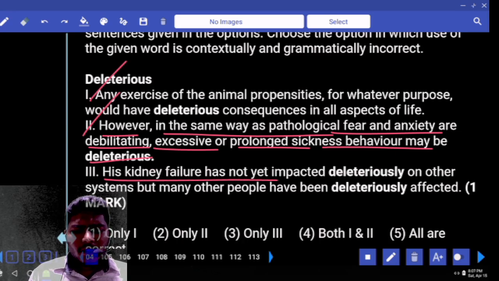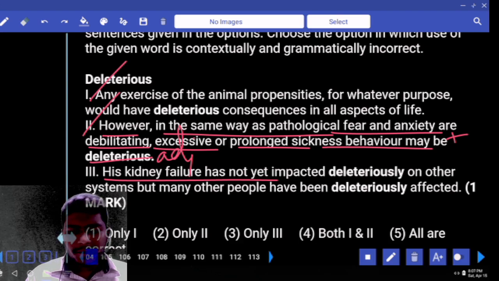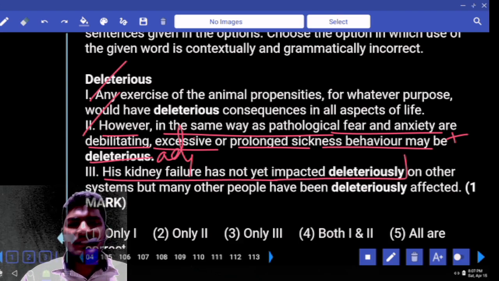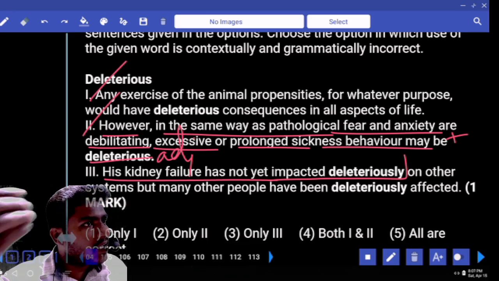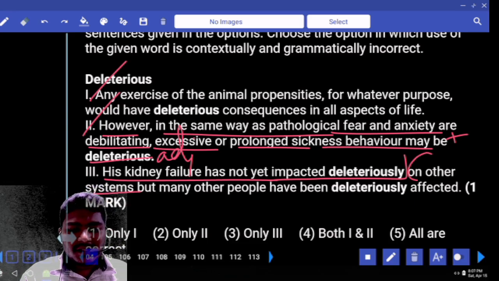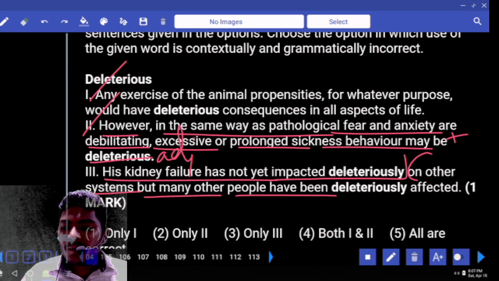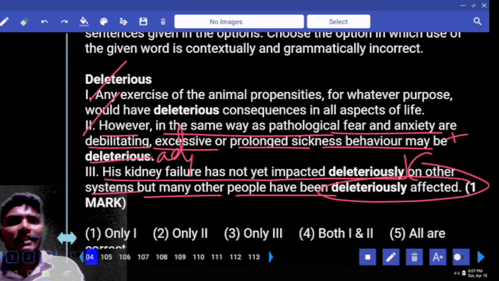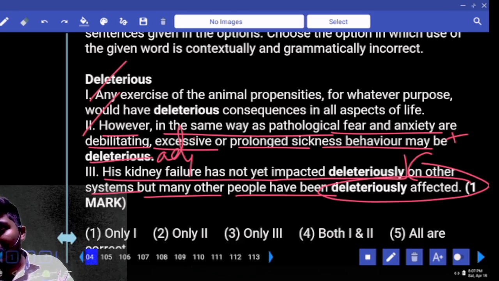His kidneys failure may be deleterious, he said, but here the adjective combination we missed. Move to third one. His kidney failure has not yet impacted deleteriously on other systems, but many other people have been deleteriously affected.